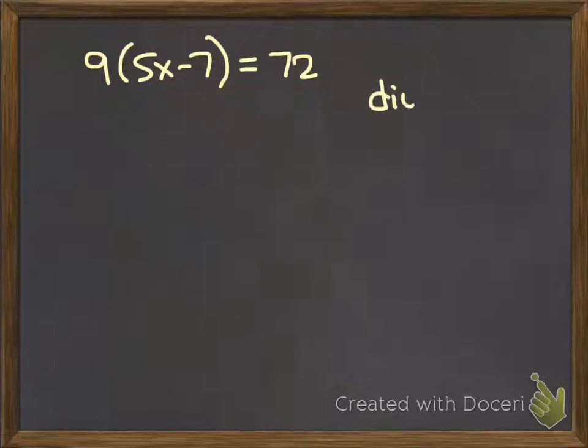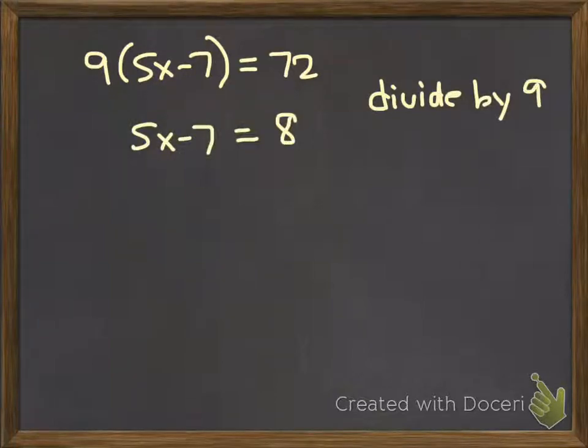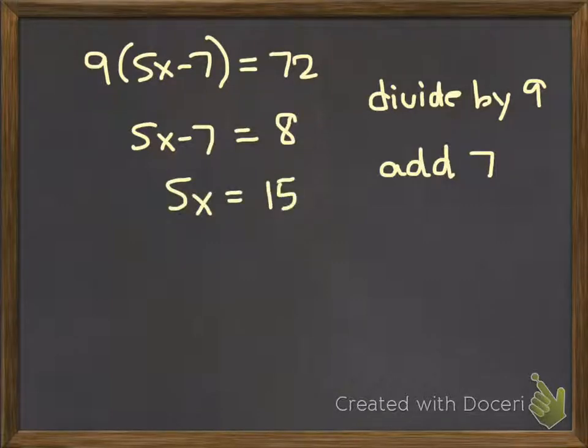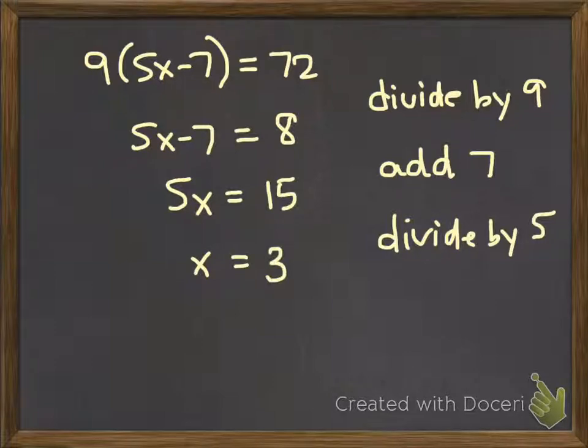So we're going to divide by 9 first, on both sides. So now I have 5x minus 7 equals 8. And then I'm going to add 7 now, because that will unwrap the minus 7. And now I have 15. Now I'm going to divide by 5. That will unwrap the multiply by 5. And I have x equals 3, which is where we started.